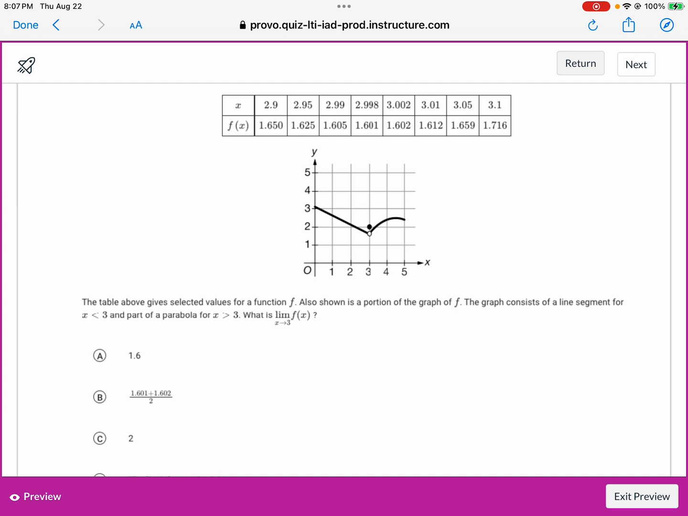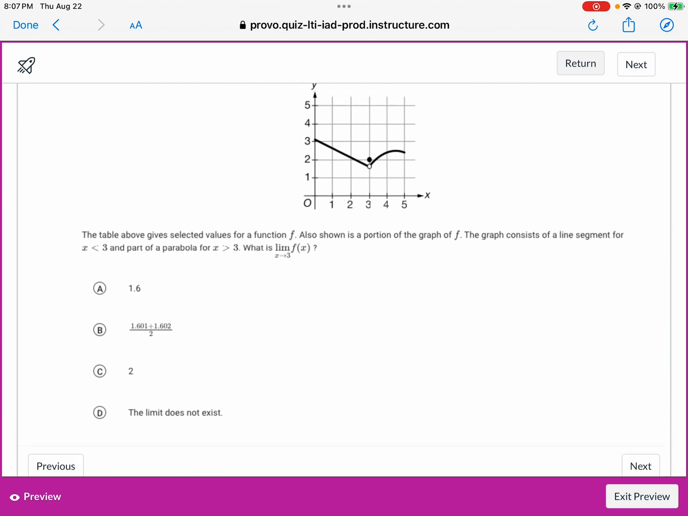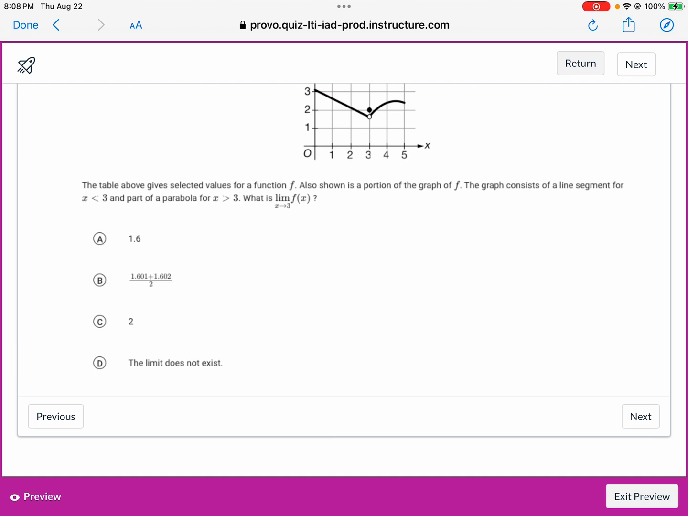The table above gives select values for a function f. Also shown is a portion of the graph of f. The graph consists of a line segment for x less than 3 and part of a parabola for x greater than 3. What is the limit as x approaches 3 of f of x? So I think this one should be pretty... Can I use the table? The limit as x approaches 3. Yeah, I guess you can say that you can use the table.